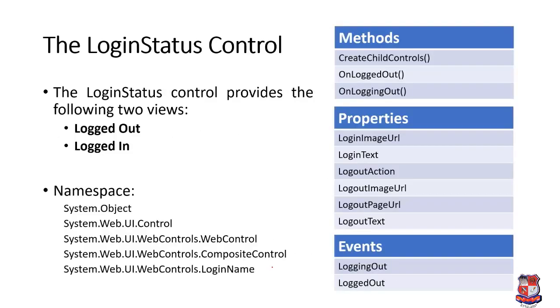The login status control provides the following two views to the web page. First is the logged out view and second is the logged in view. The logged out view is displayed when the user is not logged in. This view provides a link to the login page. And the last one is the logged in view. It is used to display when the user is logged in. This view provides a link to log out of the website.